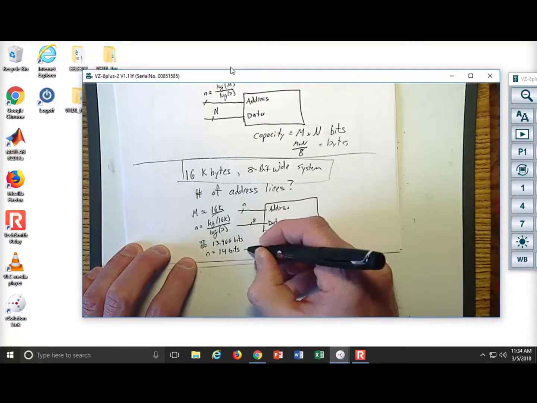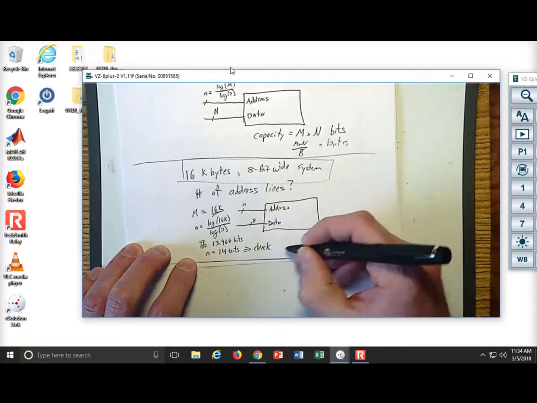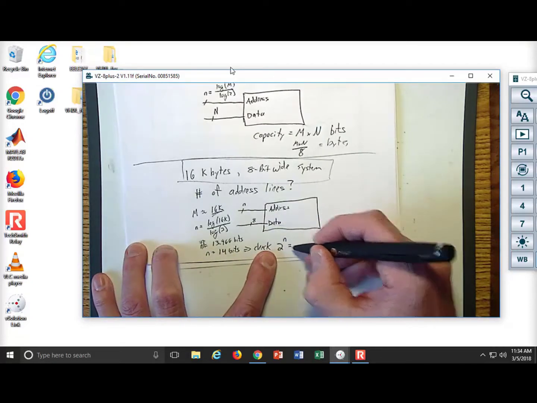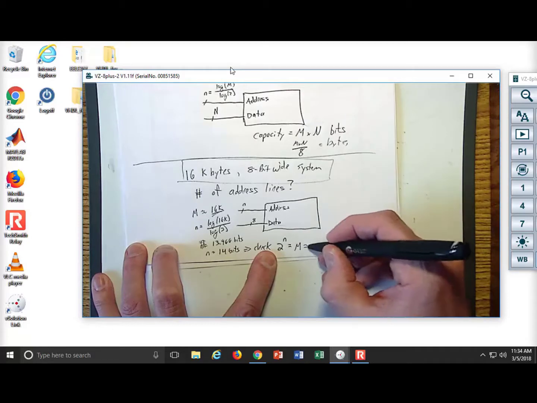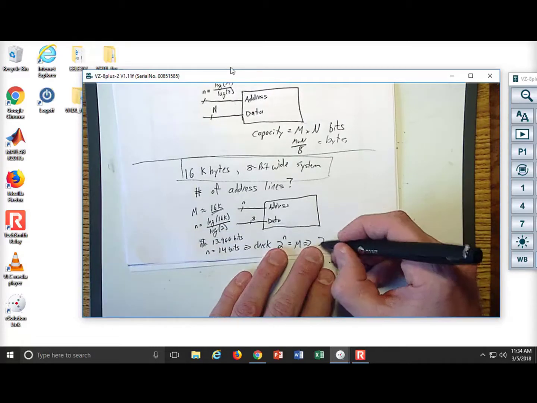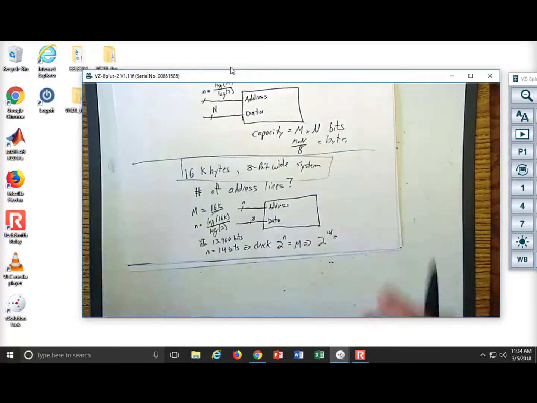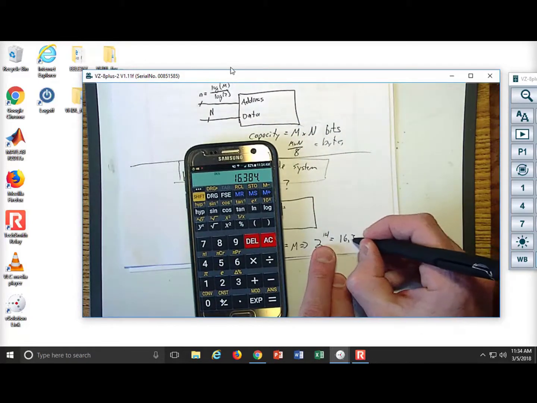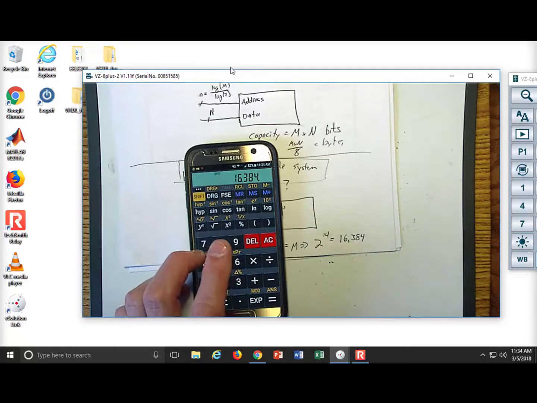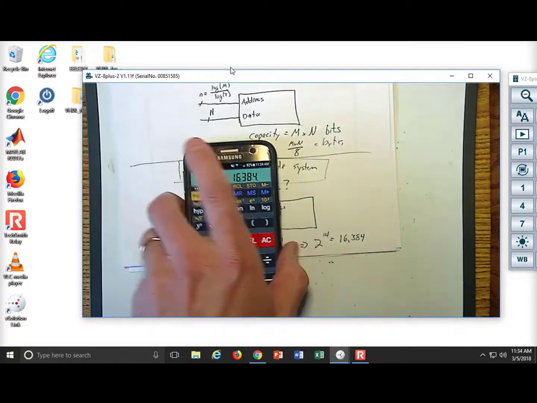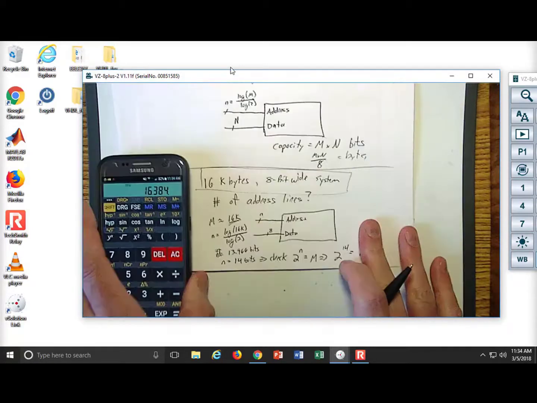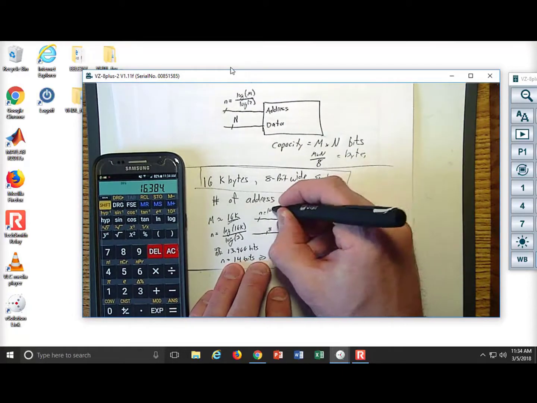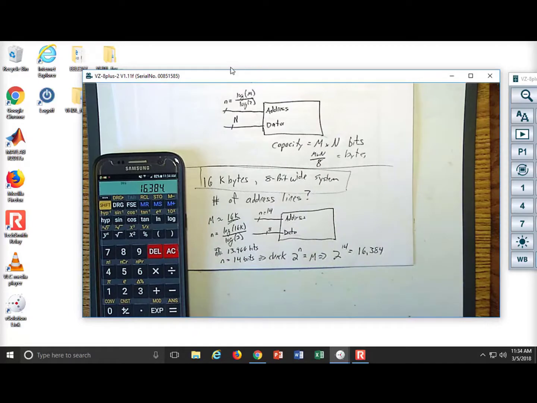How do I check whether that is accurate or not? I would say, what is 2 to the n being equal to m? So I'd come over here, and I would say 2 to the 14 is actually equal to 16,384. Okay? Does that make sense? So it's like, okay, that does work. That absolutely works. The number of address lines is equal to 14 bits.